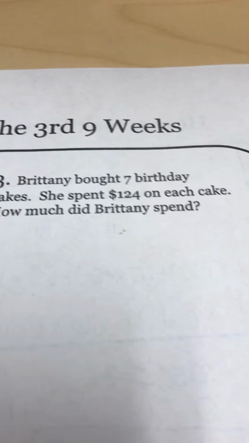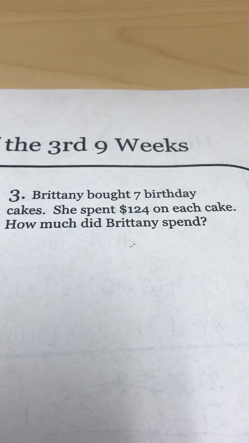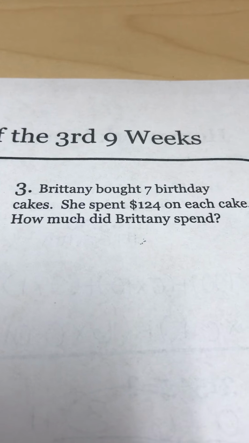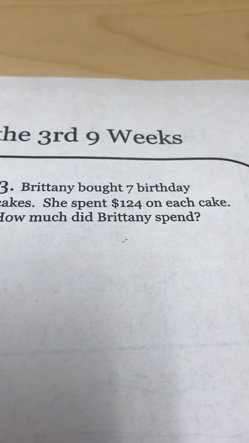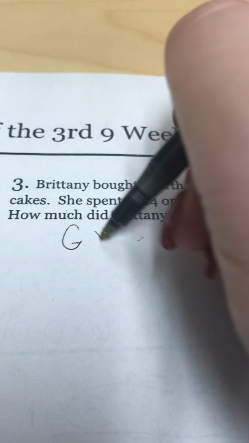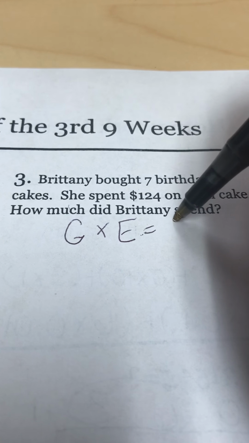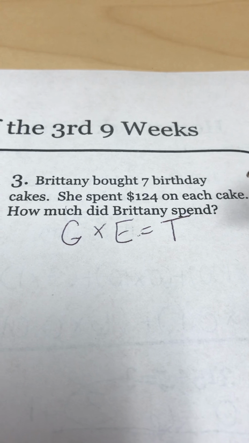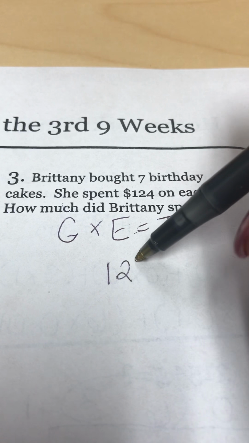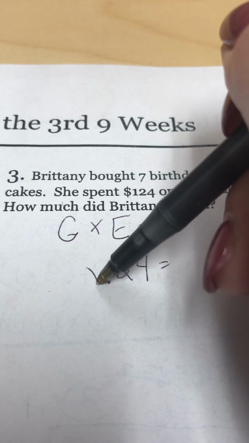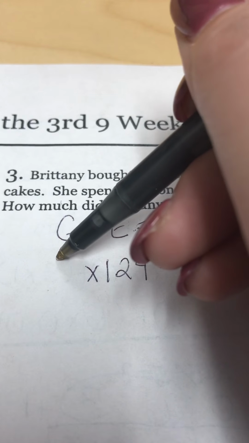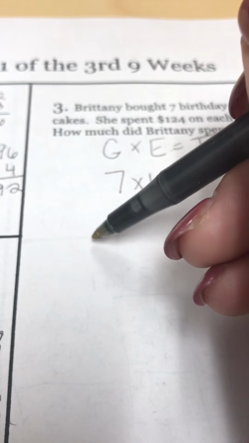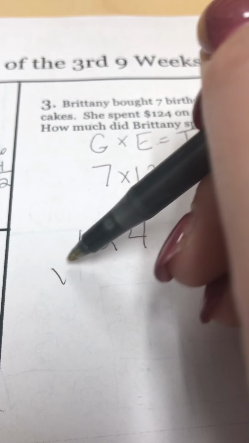Okay. And number 3. Brittany bought 7 birthday cakes. She spent $124 on each cake. How much did Brittany spend? Well, let's think about our groups times each equals total. She spent $124 on each cake. 124. And 7 cakes, so there's 7 groups. We are trying to figure out the total, so we're multiplying. 124 times 7.